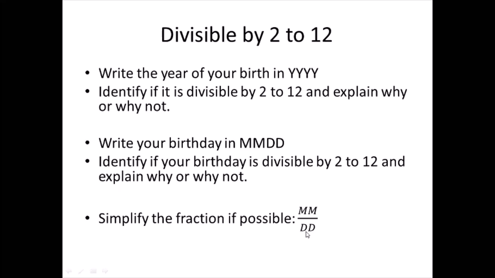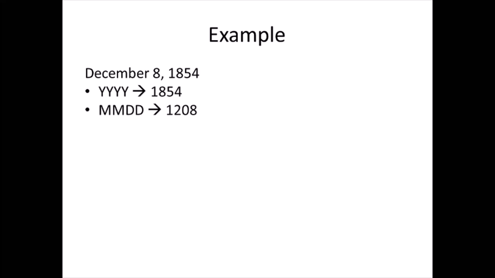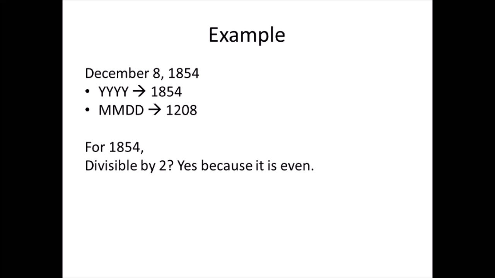So I have an example for you to follow. Example, let's have the date given by Father Dindo yesterday morning. December 8, 1854. So in MMDD and YYYY, we have the following numbers. For 1854, the year, is it divisible by 2? The answer is yes, and the explanation is, it is even.